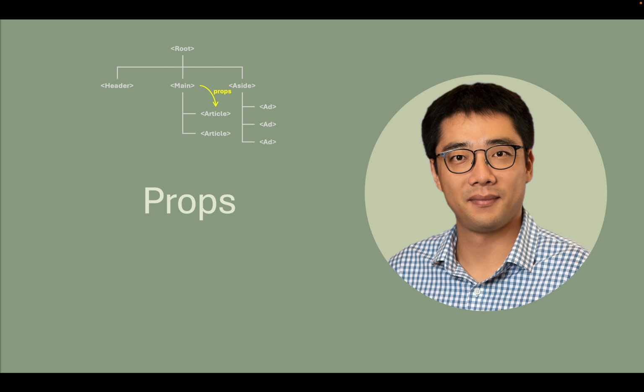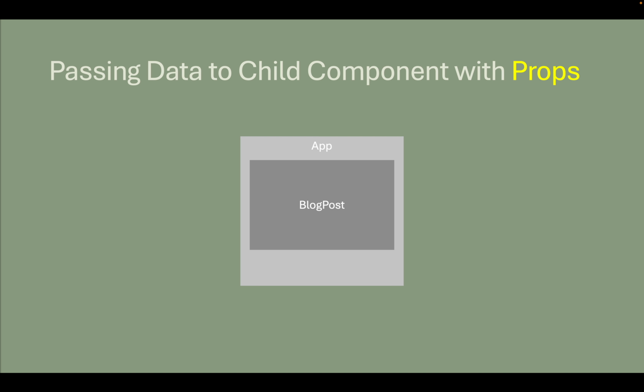In this video, let's learn how to pass data from a parent component to a child component. You may wonder, why do we need to pass data from a parent component to a child component? Assume we are building a blog application. We will likely need a component representing a blog post, like here, blog post component. We want all the blog posts to share the same visual layout, but with different content, of course.